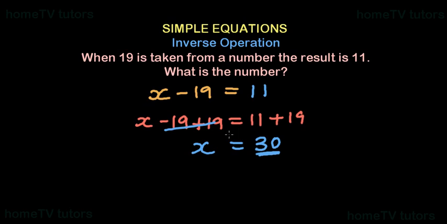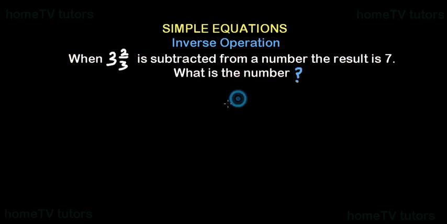Let's try another example. We need to try a lot of examples. This is another question. When 3 whole number 2 over 3 is subtracted from a number, the result is 7. What is the number? As usual, we represent the unknown number with the letter x. So 3 whole number 2 over 3 is subtracted from x. Then the result we were told is 7. Now let's solve the equation.